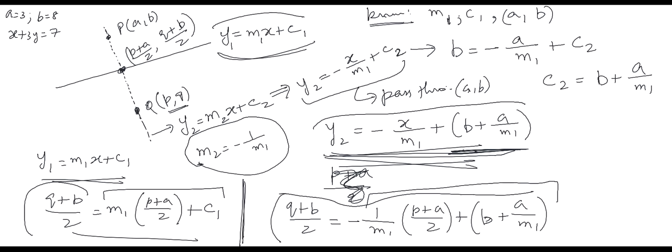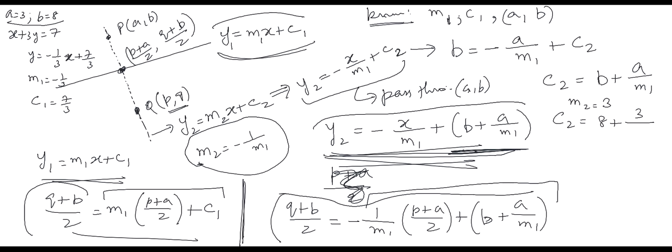So now we can write this as y is equal to minus 1 over 3 times x, plus 7 over 3, right? So with this, the numbers are directly available. M1 is minus 1 over 3 and our C1 is 7 over 3. Now M2 is equal to 3, and then C2 will be 8 plus 3 over our M1.